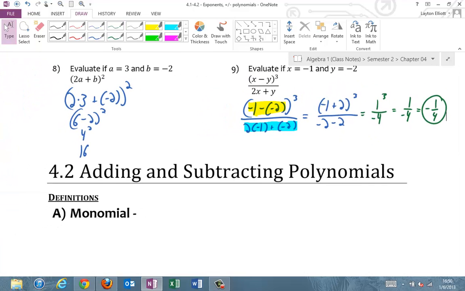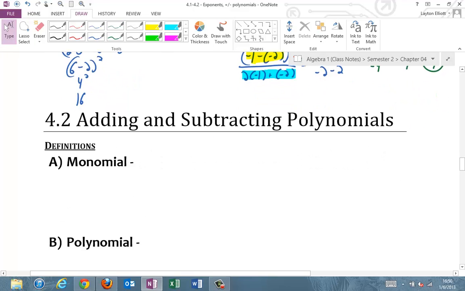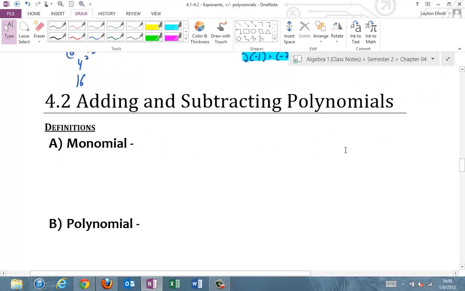Okay, let's move back. We got some more definitions. Polynomials. Let's start with monomial. First of all, monomials are polynomials. It's just a terminology thing. But a monomial is a product of variables and constants.